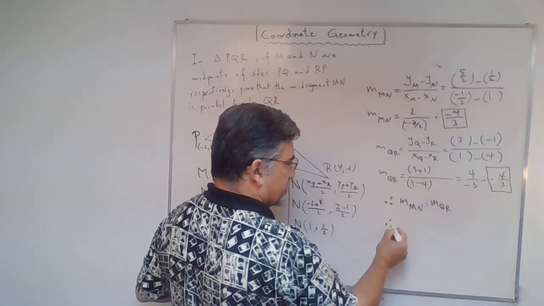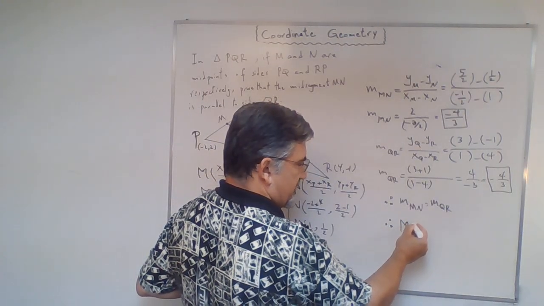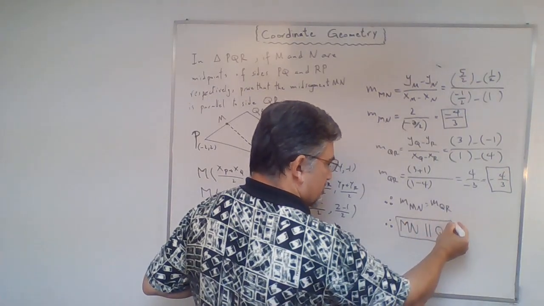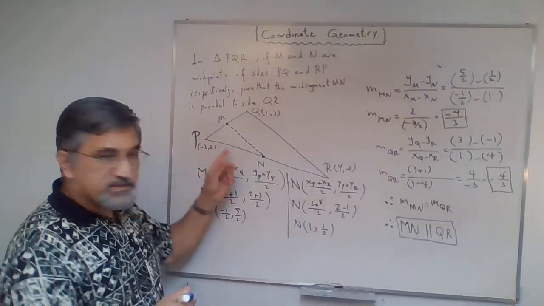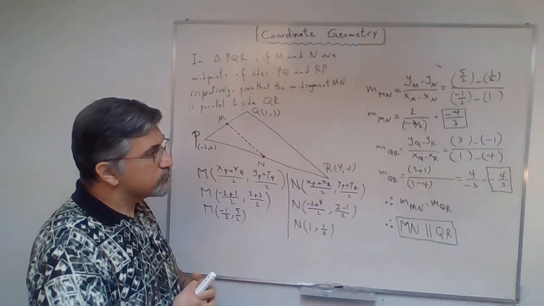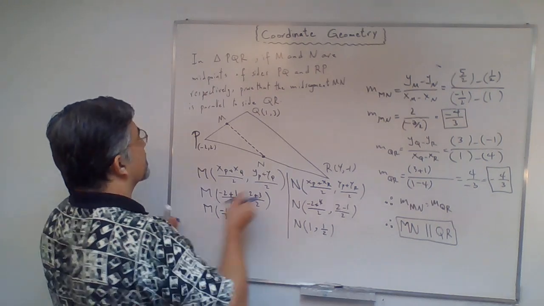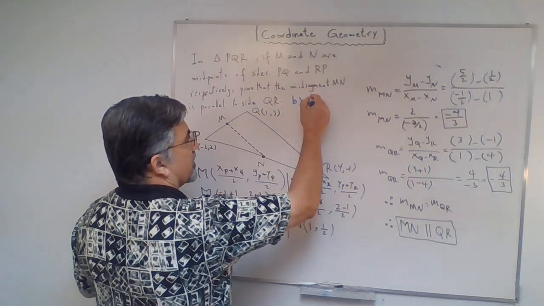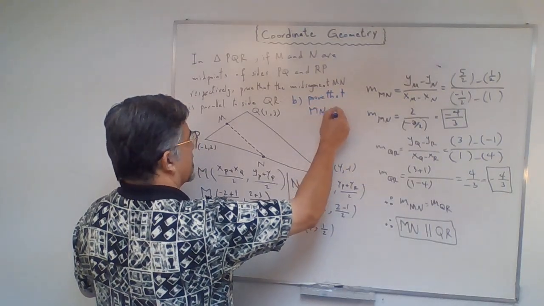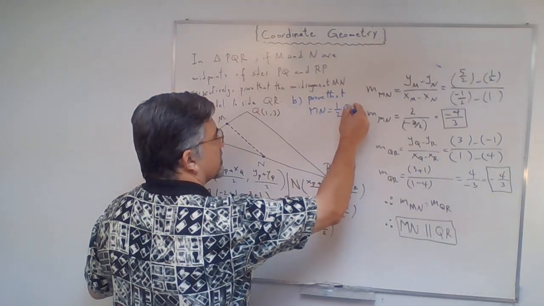So we're going to say, therefore, that's the symbol for therefore. It's a mathematical symbol. We're going to say mid-segment MN is parallel to side QR. So this is the property of a mid-segment in a triangle. Now, furthermore, just came to my mind, I can add a part B to this exercise, and I would say part B, it says prove that the mid-segment is equal to 1/2 of side QR.